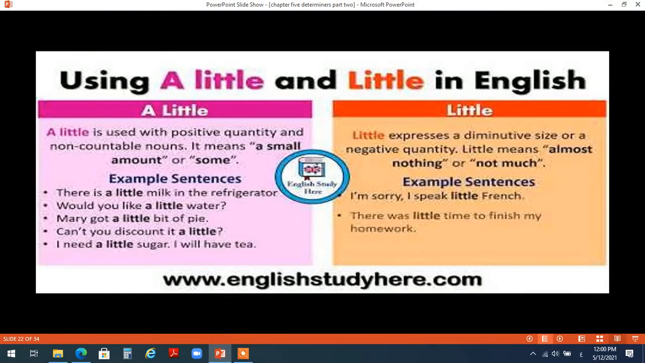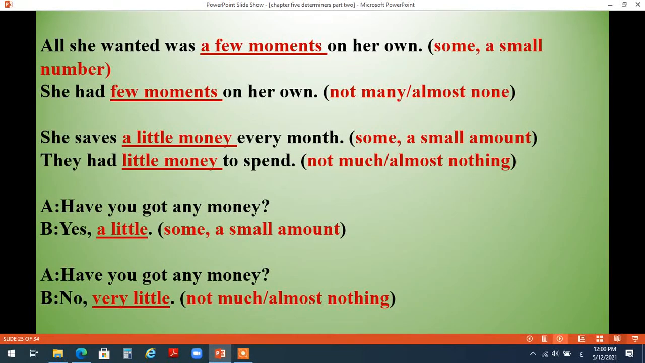So this is the difference in the usage of a little and little. As you can see here in these sentences, you can also detect the difference. For example, if you say all she wanted was a few moments on her own, the meaning here is as if some moments or a small number of moments, and this small number of moments is good. This amount is small but suitable.